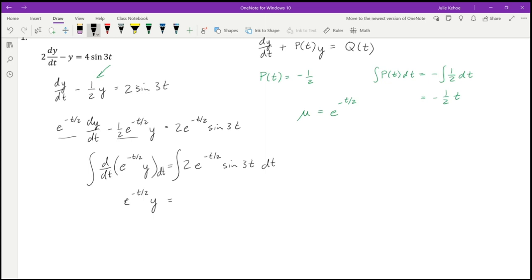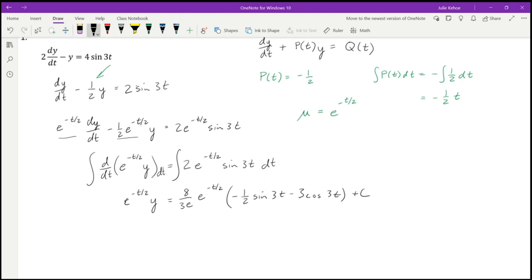And so that's going to give me 8 over 37 e to the negative t over 2 times, in parentheses, negative 1/2 sine of 3t minus 3 cosine of 3t. And then don't forget that constant of integration at the end. All right, so I've integrated the right side using a formula from a table of integrals. And the only thing left to do here is to solve for y.